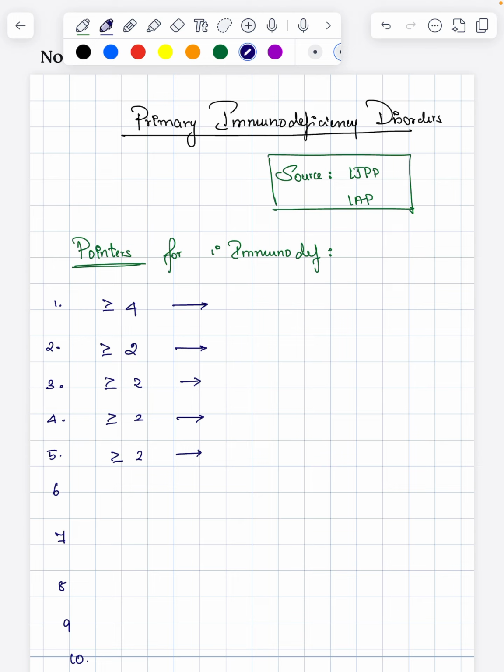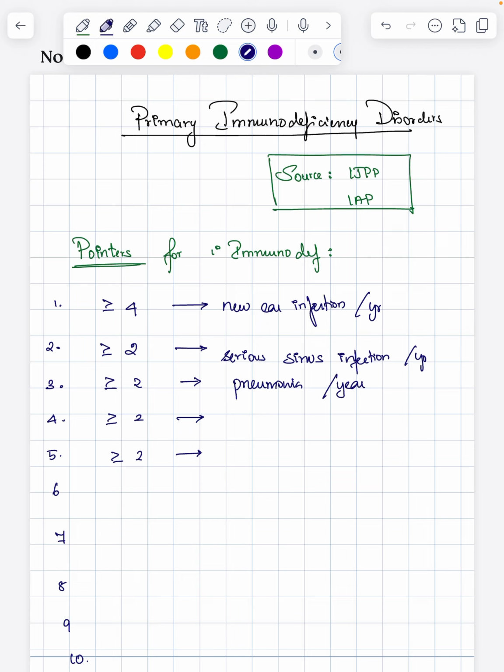So when do you suspect a child to have a primary immunodeficiency disease? When the child is having more than or equal to 4 new ear infections per year. Next, more than or equal to 2 serious sinus infections in a year. Or when the child is having more than or equal to 2 pneumonia episodes, separate episodes within a 1 year period.